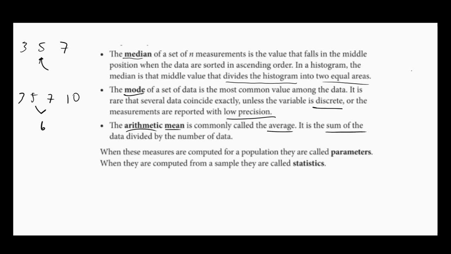So it's the sum of the data divided by the number of data. Now, this is very important. When these measures are computed for a population, they are called parameters. When they are computed from a sample, they are called statistics.